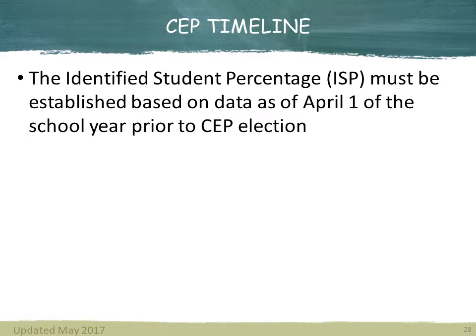Okay, so the identified student percentage must be established based on data as of April 1 in the school year prior to CEP election. For this school year, we know April 1 fell on a Saturday, so it was April 3rd this year.